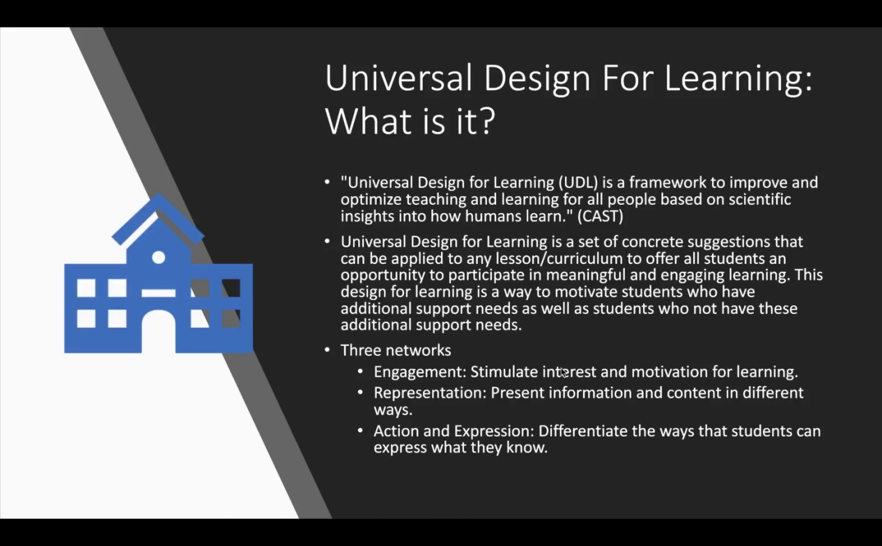So the three main networks that are in this design are engagement, representation, and action and expression. So engagement is stimulating interests and motivation for learning. So this is coming up with unique ways to get students to want to learn. Representation is presenting information and content in different ways. So this is different sorts of approaches to the lesson or different tools that they can use. So this is different forms of representation that these students can use that are good for them. Action and expression is differentiating the ways that students can express what they know.